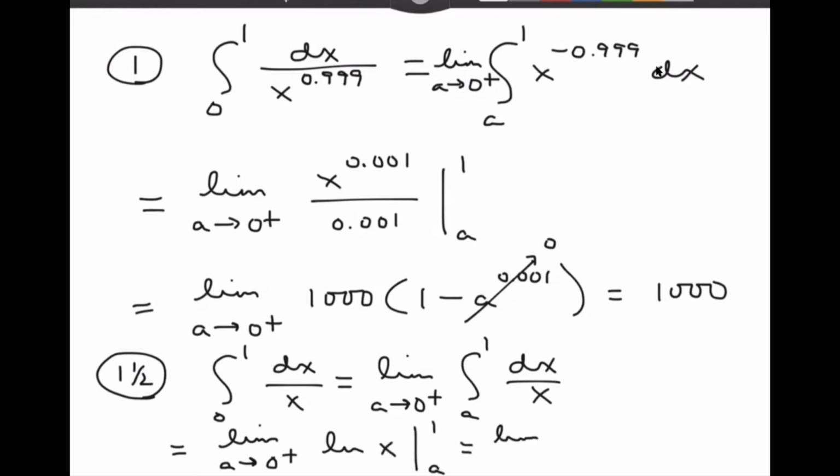All right, so that's going to be the limit as a approaches 0 from the right of natural log 1 minus natural log a. Natural log of 1 is 0. And if you picture the graph of y equals natural log of x, as x approaches 0 from the right, natural log of x approaches negative infinity. So just by tweaking that exponent from 0.999 to 1, this integral diverges. So that's, again, kind of a mind-blowing fact, I think.